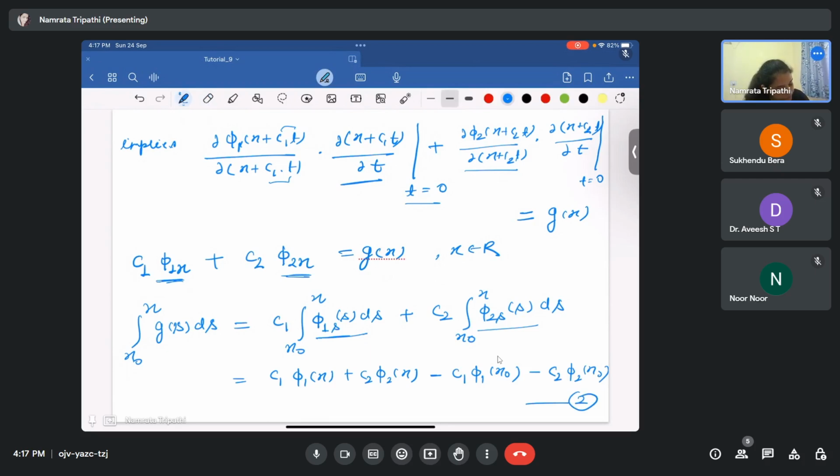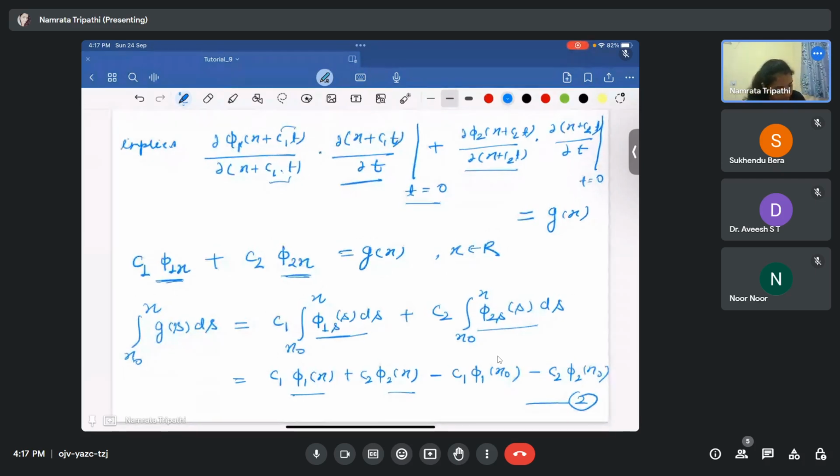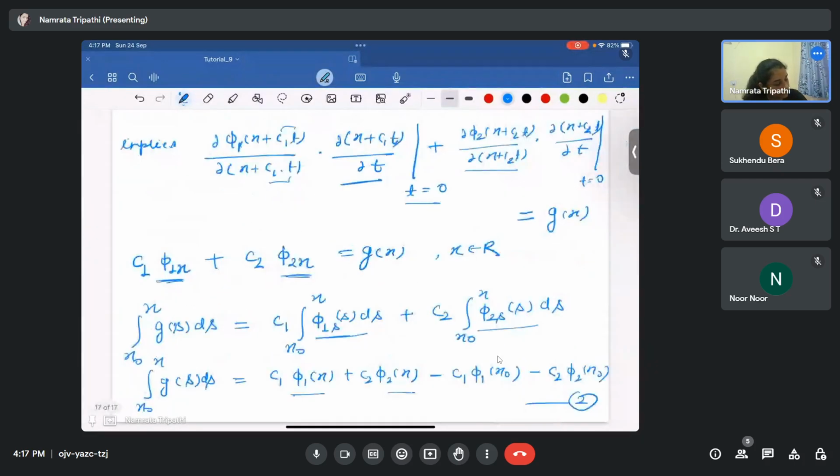So you have two equations and two unknowns, phi 1 and phi 2. You can calculate from these two equations, then you can get the values of phi 1 and phi 2. Please try to calculate the values of phi 1 and phi 2 from equation 2 and equation 3.